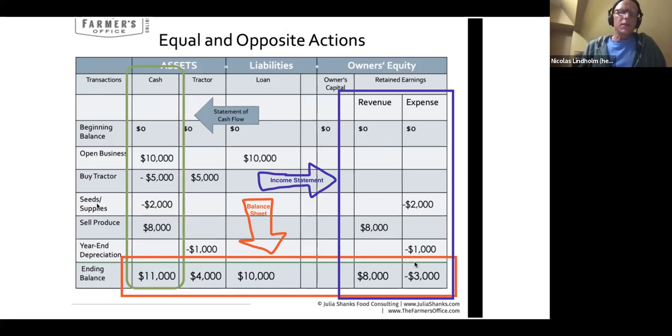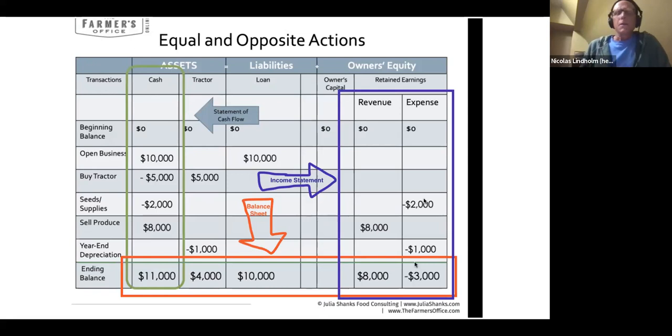Let's say the next week you're going to grow vegetables. You buy $2,000 worth of seed. $2,000 comes out of your bank account, and that's an expense. It's not an asset. It's not like a tractor that you can then sell for $2,000 if you had to. It's actually put on the ledger under your equity as an expense.